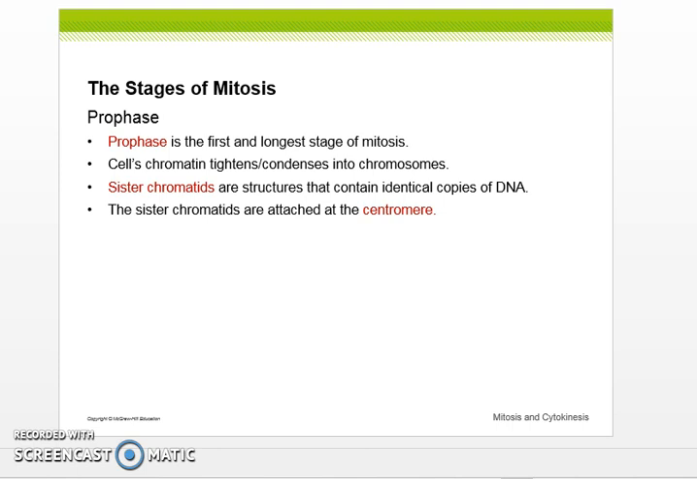Prophase is the first and longest stage of mitosis. It's when the cell's chromatin tightens and condenses into chromosomes. Sister chromatids are structures that contain identical copies of DNA, and the sister chromatids are attached at the centromere. So if you remember, sister chromatids look like V's when they're apart, look like X's when they're together, and are held together by a centromere.